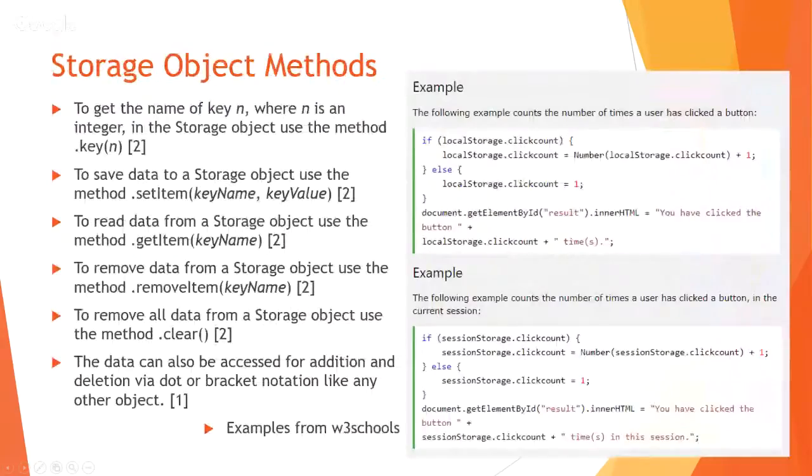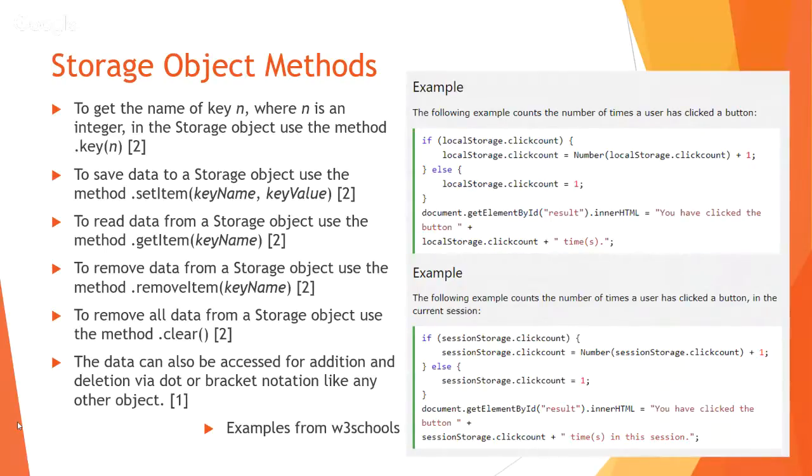The storage object methods are, well, first one is the key method, which takes the parameter n, which is an integer, and it will return the name of the nth key. So you can use that to loop through and get the names of all the keys in your storage object.